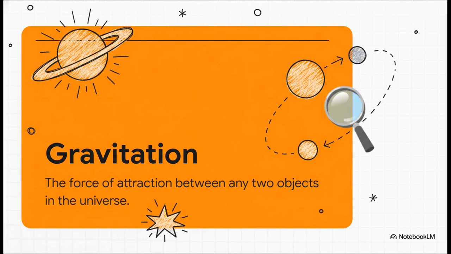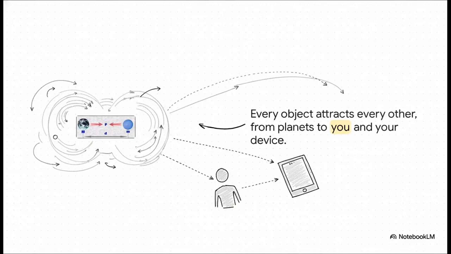So let's lock in a clear definition here. Gravitation is, simply put, the force of attraction that exists between any two objects that have mass. And when I say any two objects, I mean everything, not just giant planets and stars. That's right. Every single object with mass pulls on every other object.